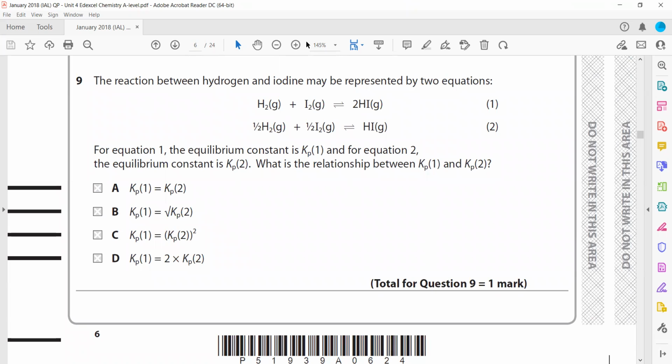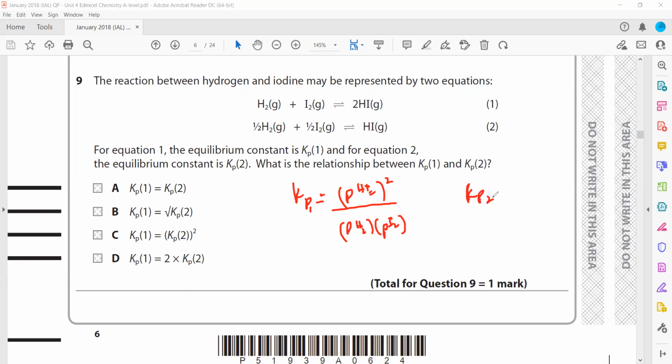The reaction between hydrogen and iodine may be represented by two equations. Equation 1, equilibrium Kp1, and equation 2, Kp2. So what is the relation between them? If I write Kp1, that is the product divided by reactant. So the product is hydrogen iodide pressure. So pressure of hydrogen iodide squared, divided by pressure of hydrogen and pressure of iodine. And this is Kp1.